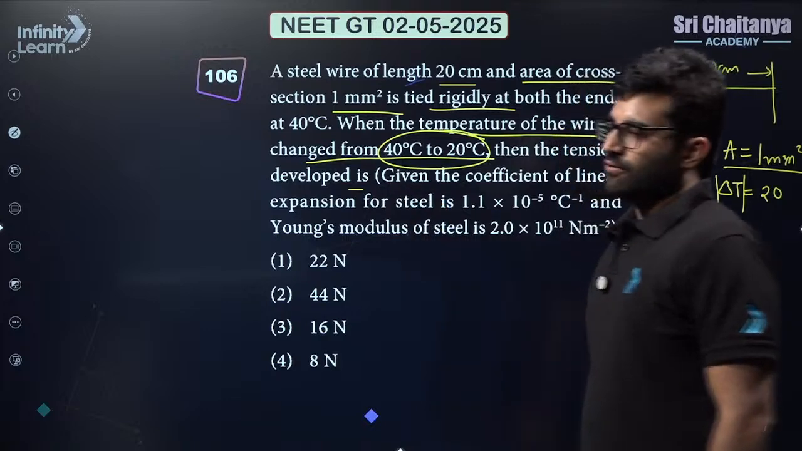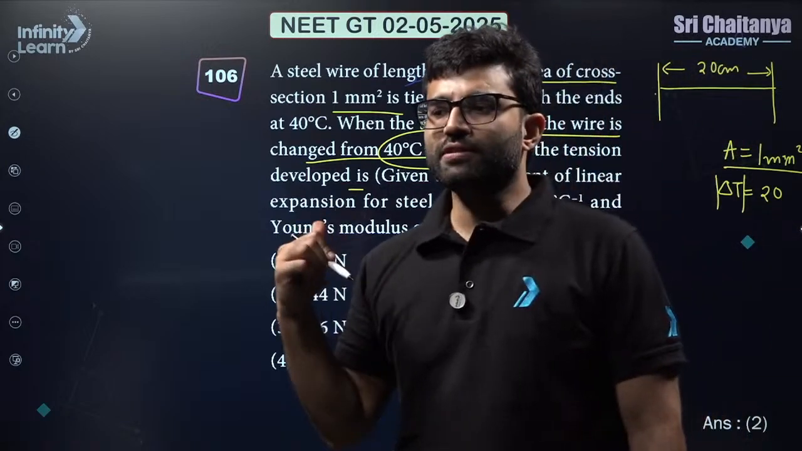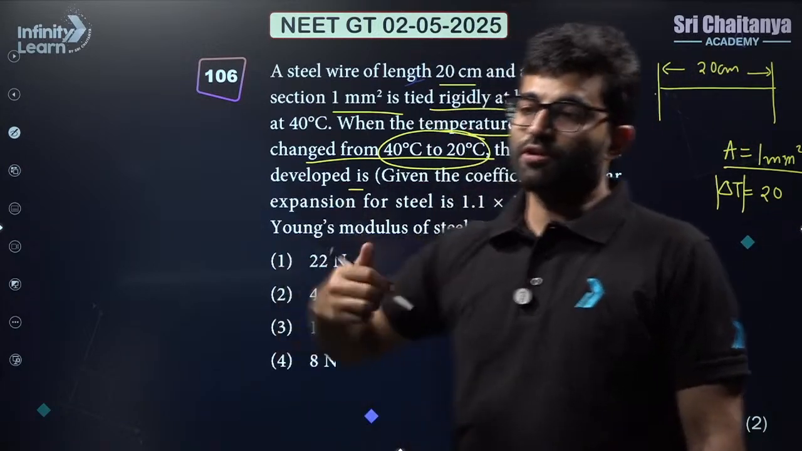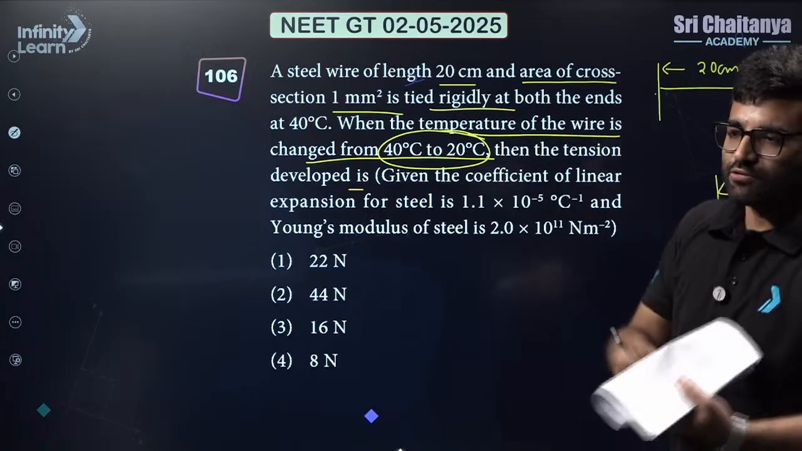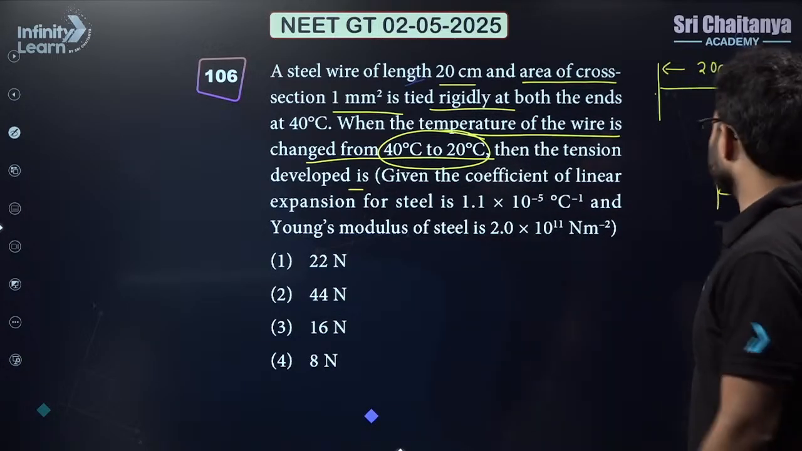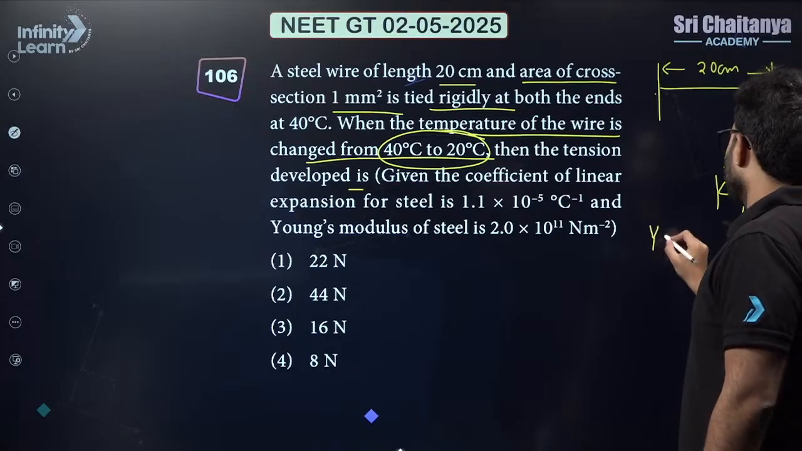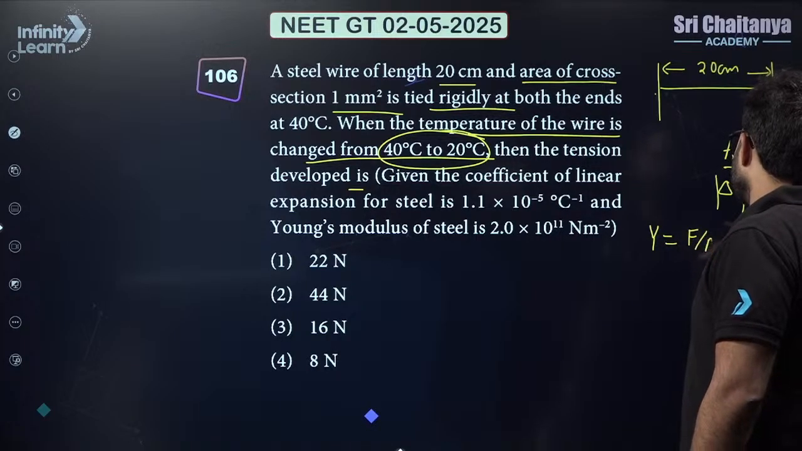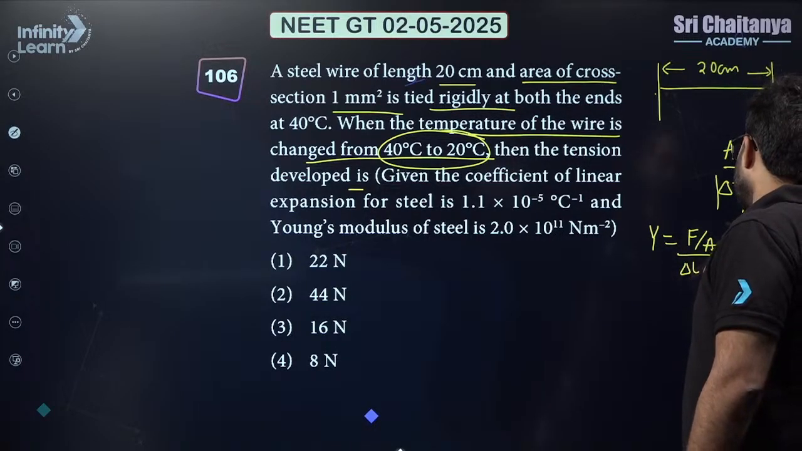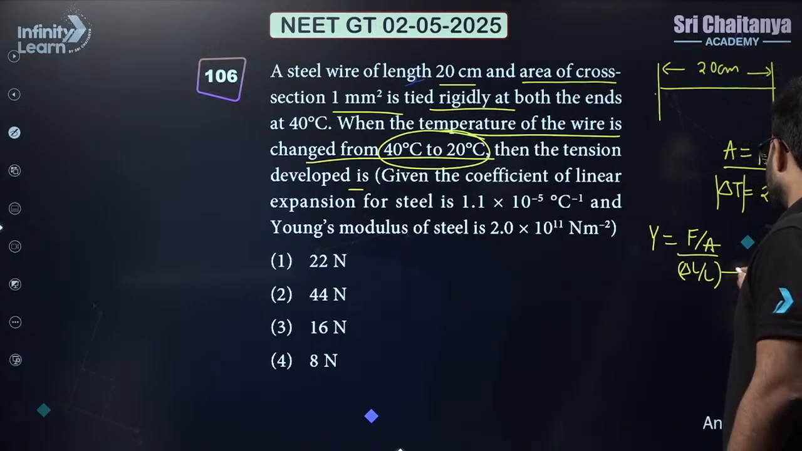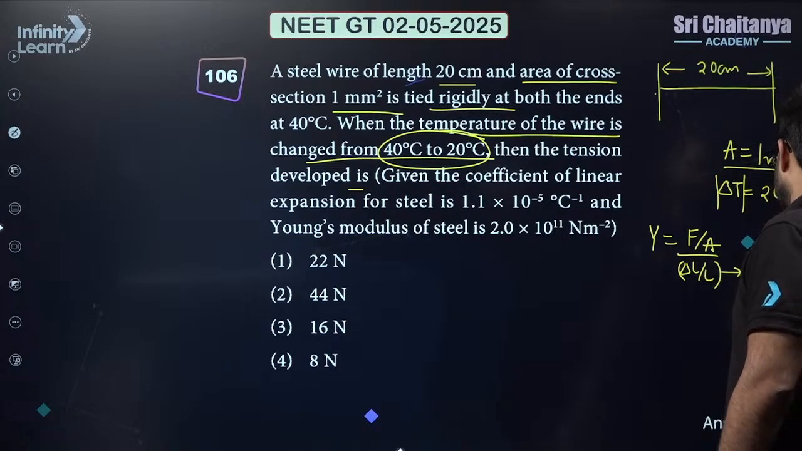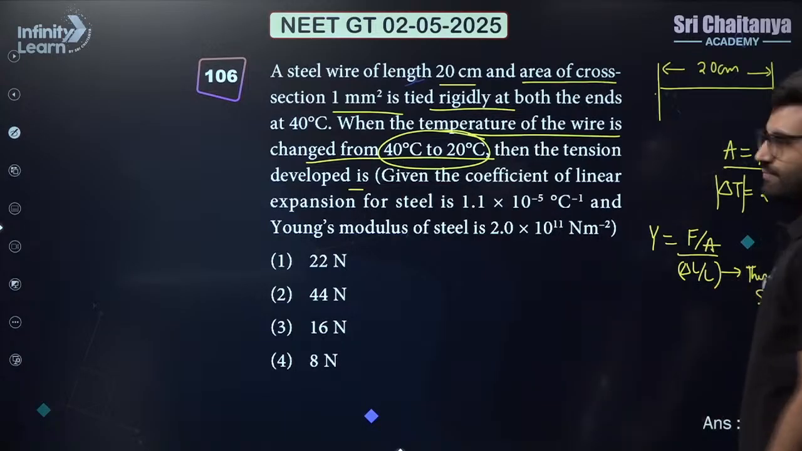Tension developed, you have to calculate. Why will the tension develop? Because of this strain. Because both ends are not letting it contract, there would be a tension in the string. So again, Young's modulus is given by force per unit area divided by delta L by L, which is the strain. So basically this is a thermal strain which is coming here. This is a thermal strain due to the change in temperature, correct?